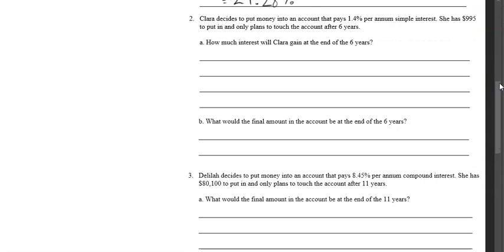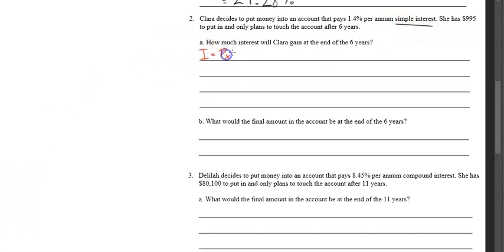Question 2. Clara decides to put money into an account that pays 1.4% per annum simple interest. She has $995 to put in and only plans to touch the account after 6 years. How much interest will Clara gain at the end of these 6 years? First, we need to know what type of interest this is. It is simple interest. So let's recall our simple interest formula.